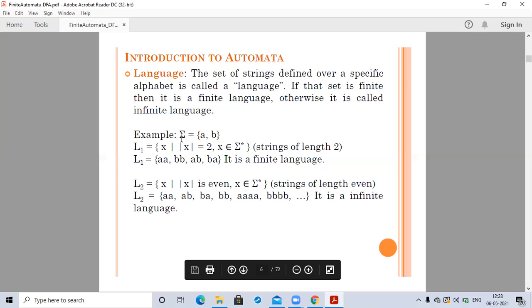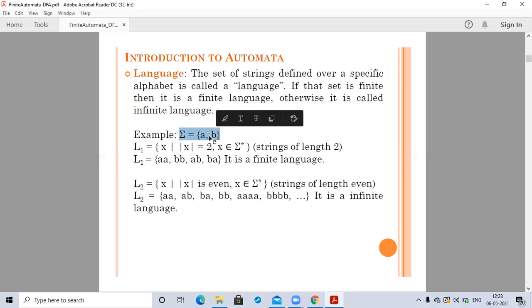Here we have some examples. Let sigma be equal to {a, b}, which is an alphabet, and L1 is equal to {x such that |x| = 2}. This means the set of strings defined over a, b where the length of the strings is equal to 2. So we get the strings aa, ab, ba, bb. This is the language, and it is a finite language, because we have only 4 strings in it. Four strings is a finite number, so we say this is a finite language.